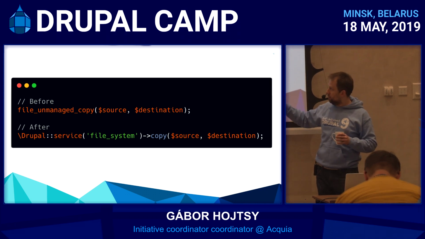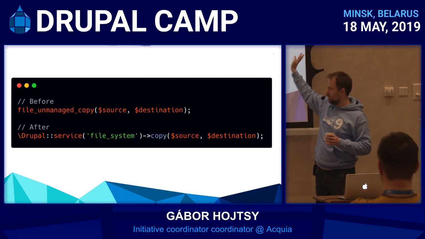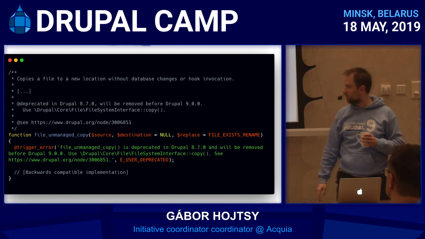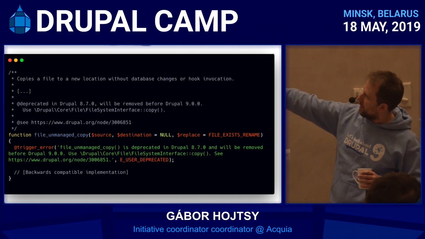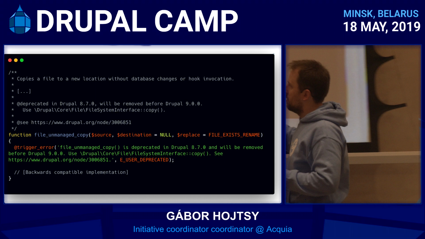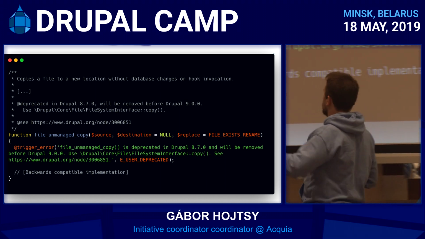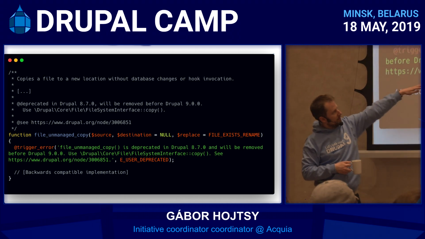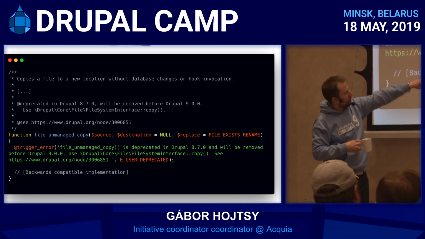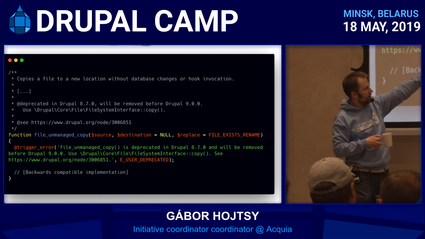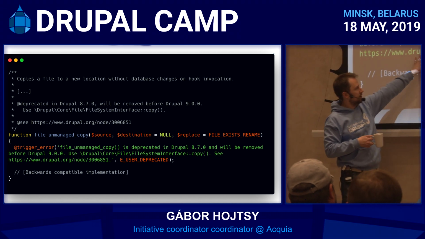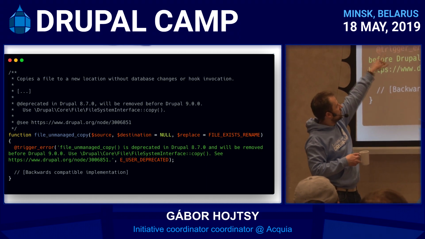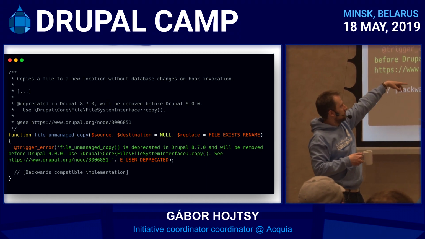What we do, though, is we introduce the new solution and we say this is better, and we keep the old solution around. This is the old solution now, file_unmanaged_copy, and we do two things. When you invoke this function, we trigger an error. We say: you called this function, it's now deprecated in 8.7.0 and will be removed in Drupal 9, use this instead, and see this documentation page for more information. And then we put an @deprecated annotation on the function that says the same thing.